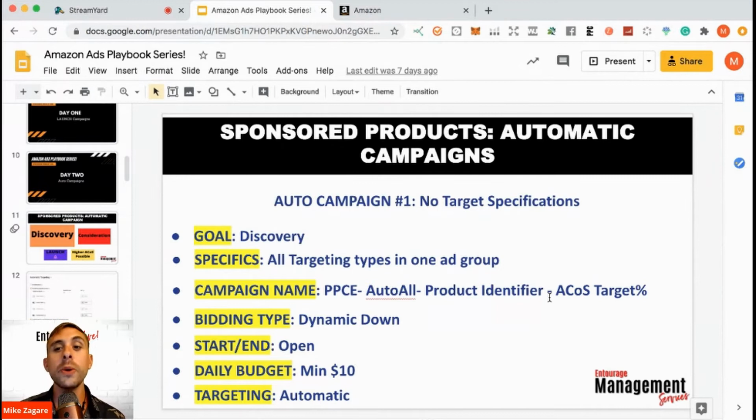So you want to make sure that you have a reasonable ACOS target that is within whatever your profit margins are. It shouldn't be too far away from your break-even zone. A little bit higher perhaps because you're getting that discovery, you're learning, but not too much higher. You want to make sure it's reasonable. But bidding type, dynamic down, which is the default type before 2019, dynamic down. We stick with dynamic down. We're going to leave this as open start end, minimum budget $10, and it's going to be automatic.